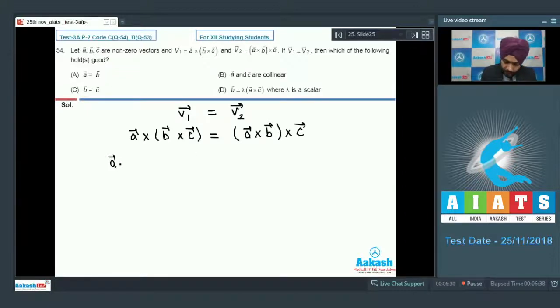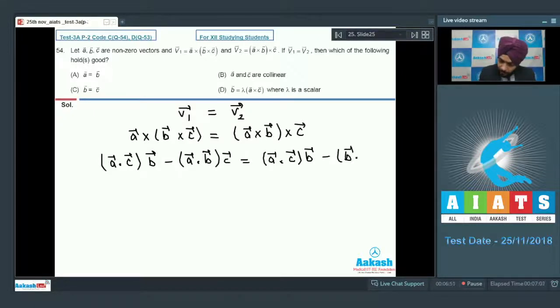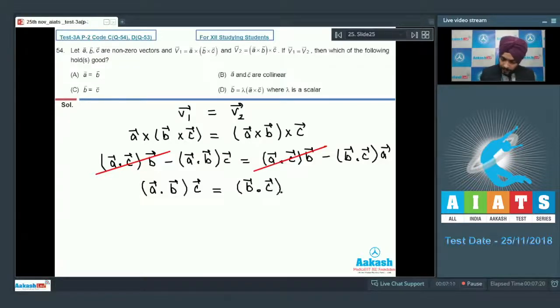A dot C B vector minus A dot B C vector, that is the expansion on the left hand side, is equal to A dot C B vector minus B dot C A vector. So students, you can see that this term will be cancelled straight away. A dot C B vector, the same term on both sides. Cancelling the negative sign also, I will get A dot B times C vector is equal to B dot C times A vector. Either both the values written in this equation are 0.